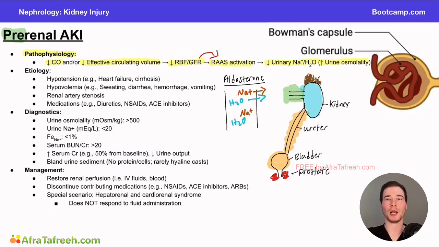Next, I want to talk about some of the common etiologies that can lead to a pre-renal AKI. The first of which is hypotension, with the two classic ones they ask about being heart failure and cirrhosis. So think about what we said here. We said that a pre-renal AKI is typically due to the kidneys getting less perfusion or less blood flow than they would expect to get.